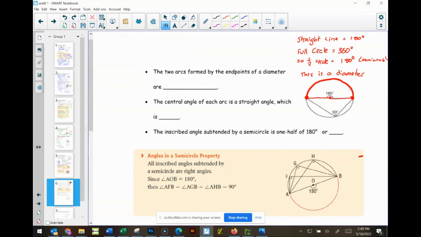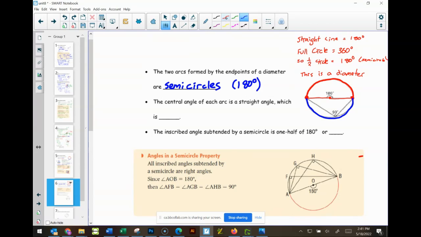So two arcs formed by the end points of a diameter. So here is the bottom half of that. The two arcs are both semicircles, and they're both the same, right? If it's 180 degrees on the top half, it has to be 180 degrees on the bottom half. So those are considered semicircles. And then I'll just remind ourselves in brackets, every semicircle is 180 degrees.